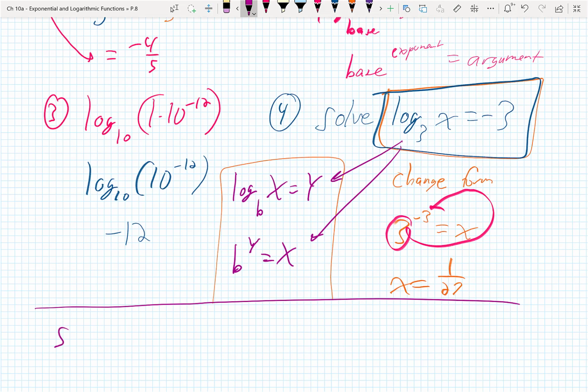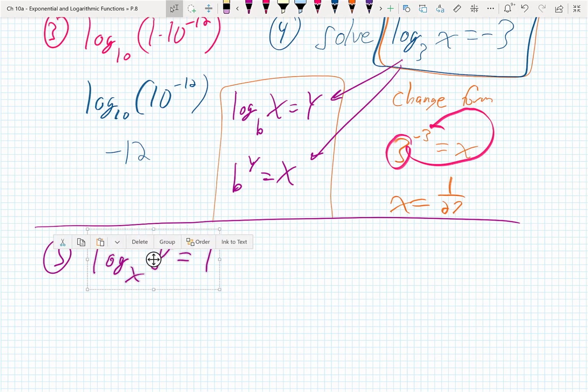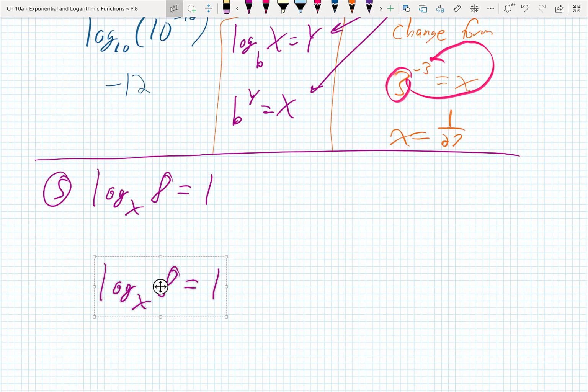Okay, let's move on to some other ones. Log base x of 8 equals 1. I want you to tell me what base would make that true. Remember, you can rewrite this in exponential form. Shall we animate this? If you watch this animation, it might stick in your heads. When I shuffle the numbers around, what I do is this.